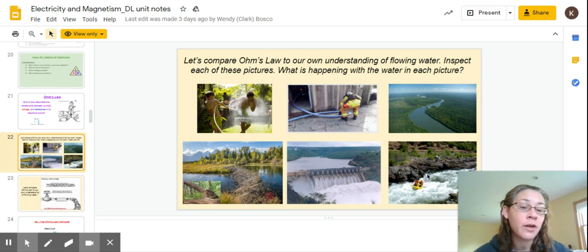And in the last picture, you have a river that is flowing very fast, and it's got a lot of rapids in it. Those are the bumps that the water goes over and creates all that turbulence. So in each situation, the water is flowing differently depending on two things: how much pressure is pushing that water along, and how much resistance there is in the pipe of the water.